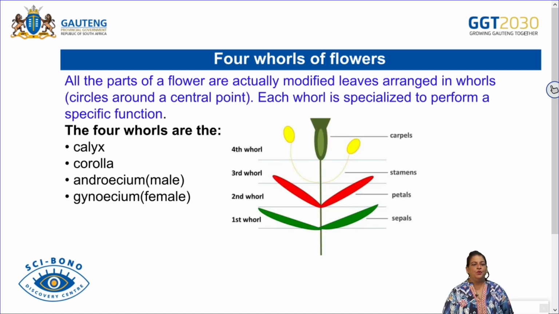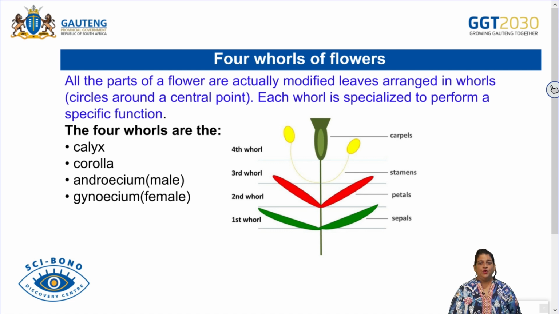Now we need to know what are the four main whorls of a flower. All parts of the flower are actually modified leaves arranged in whorls. So when you look at a flower, you find that nothing is haphazard about it. It has a specific way in which the outside is arranged to the inside. Now it's arranged in four specific ways, in four whorls. The four whorls of a flower, the main parts of the flower, is the outer calyx, then you get the inner corolla, and then you get the male part.